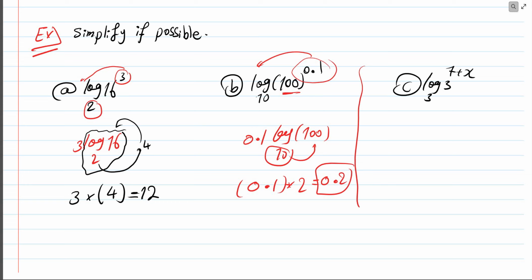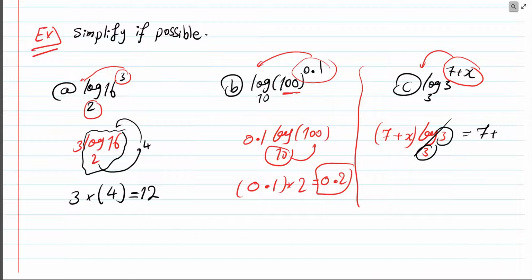Other one. Again, I have 7 plus x in the power. Move it to the front. You will get 7 plus x, let's put brackets, times log base 3 of 3. I gave you this note: when the base and the number are the same, it cancels and equals only 1. So 1 times 7 plus x equals 7 plus x, and this is going to be the final answer.